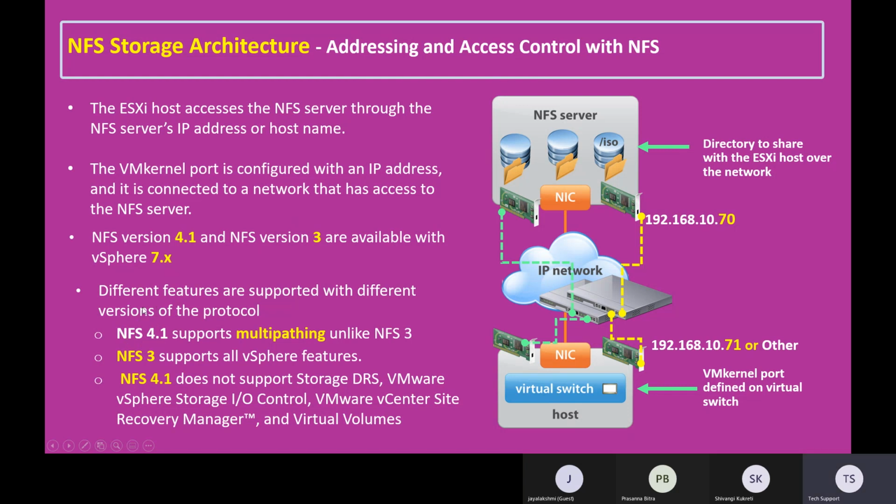And the last point: different features are supported with different versions of the protocol. Obviously, when we use a different version, it supports different features. Here, I'm trying to explain a few features for these two versions, 4.1 and 3. NFS 4.1 supports multipathing, unlike NFS 3. That means NFS 3 will not have the multipathing feature. The multipathing feature is available only in NFS version 4.1.